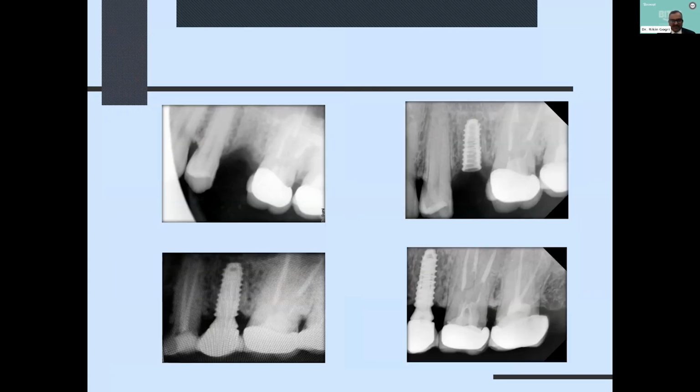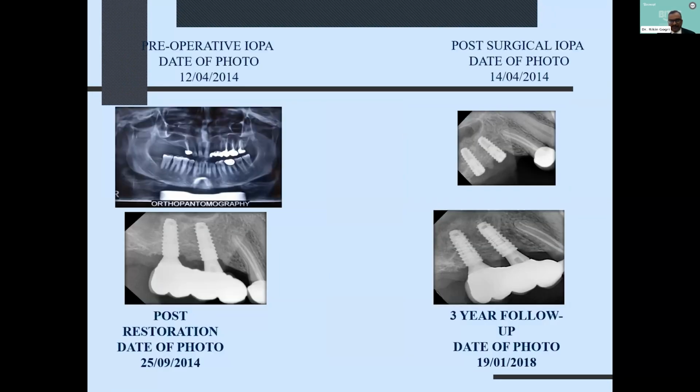Coming to some of the cases, this is the case of a missing premolar. You can see on the left corner a very good bone, and the sinus is also too far away. Here we place the implant and then the prosthesis, and the last X-ray is about 4 to 5 years of follow-up after the placement of the prosthesis. There you can see good bone, good crestal bone, hardly any bone loss. The bone level is the same, and this patient is maintaining it well.